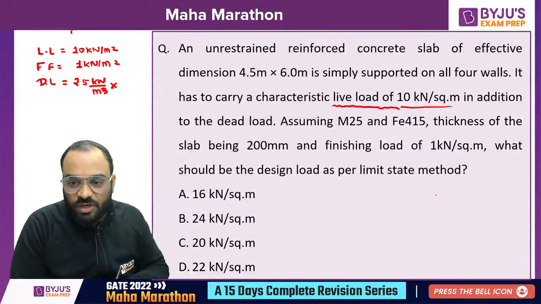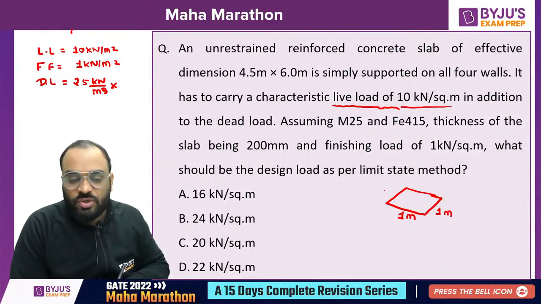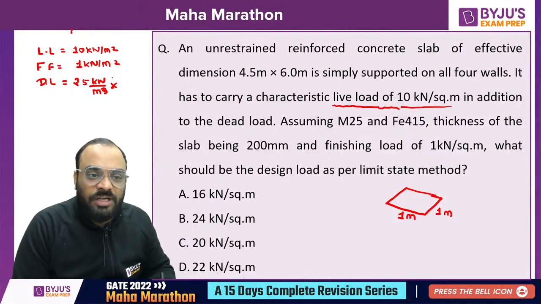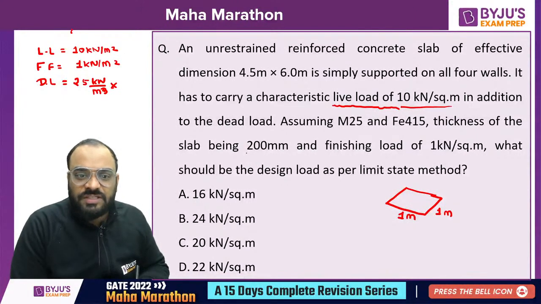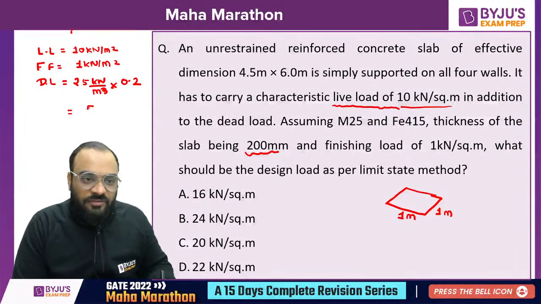That means we have an area of 1 by 1, 1 meter by 1 meter. So by which particular value do we need to multiply this factor? That is basically the depth, right? Which is 200 mm, so we need to write 0.2 meter, correct? If you calculate it, how much will you get? I think 5, right? So 5 kilonewton per meter square.